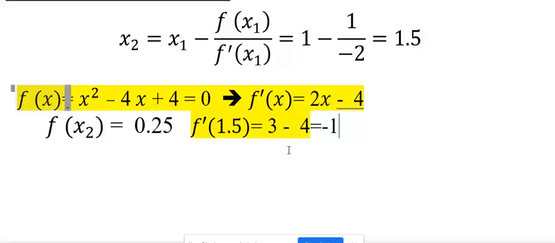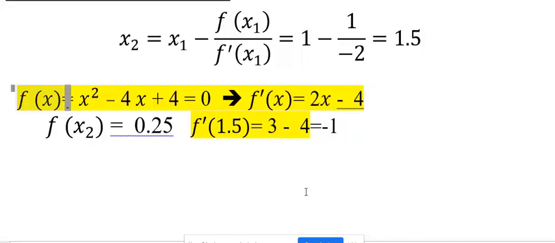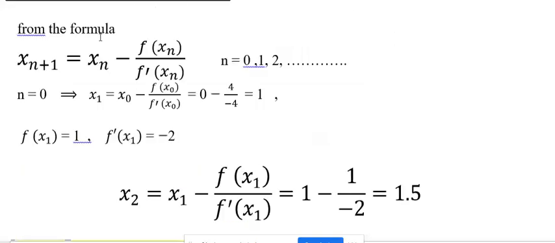Yes. 2 times 1.5 is 3. Minus 4, the result is minus 1. What is the problem? Negative 1, yes. No problem. Okay, now we have to go to the next step.